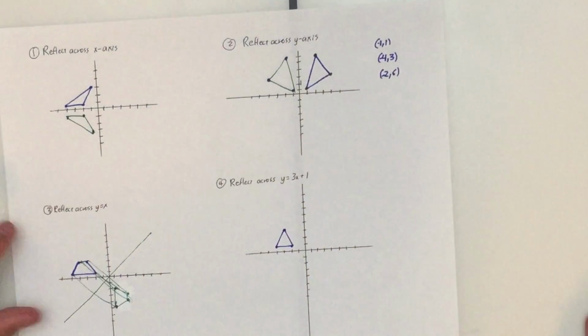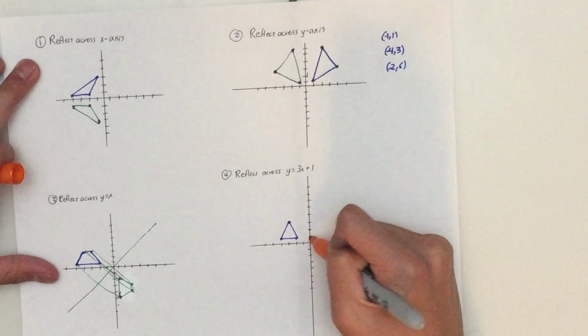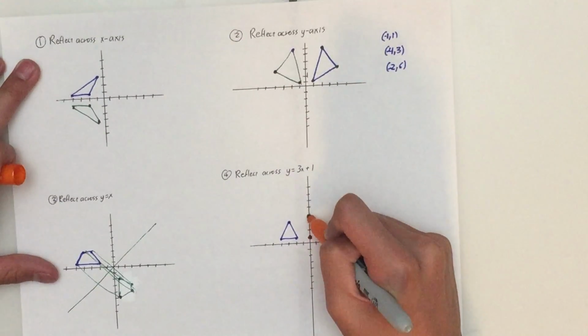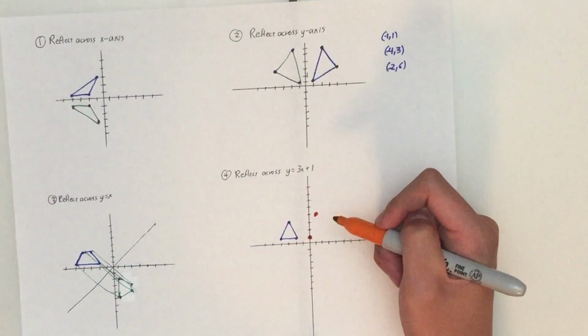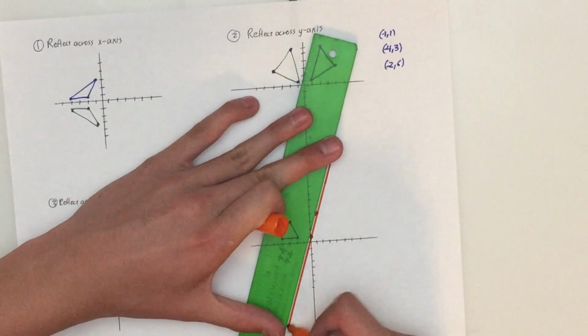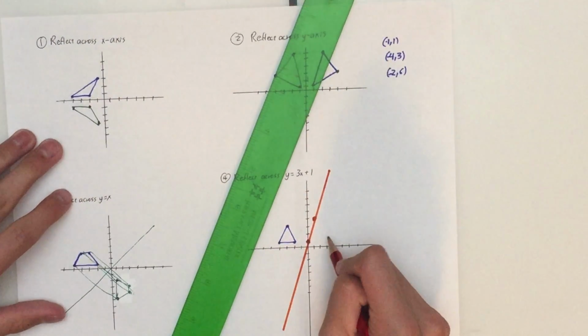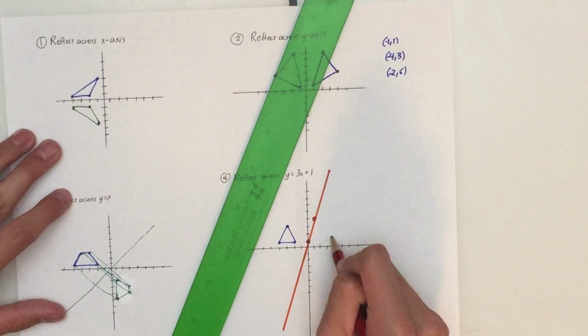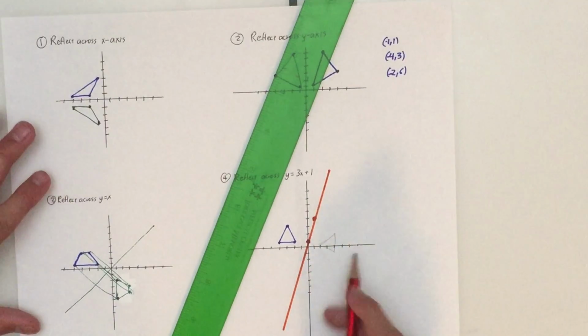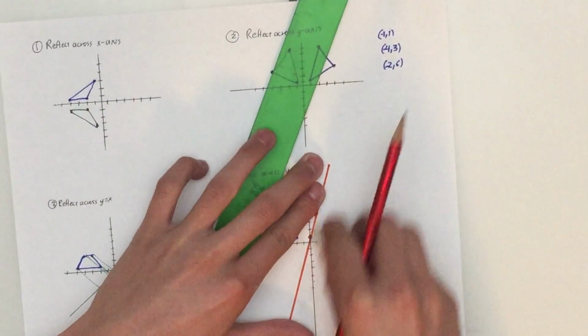So now let's do the last one. It's a hard one. Reflect across y = 3x + 1. So let's just draw in y = 3x + 1, just so that we can see what it would look like. We can kind of guess based on what the line of reflection is. Let's use a pencil. It would look something like this. So when you have your answer, you should check it to see if it looks similar to that.